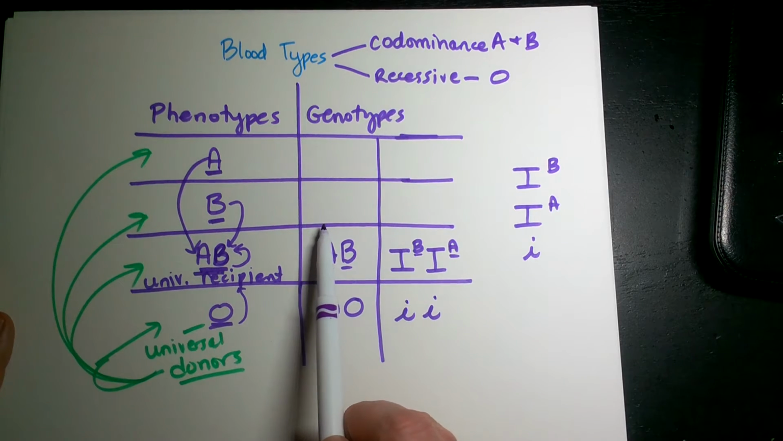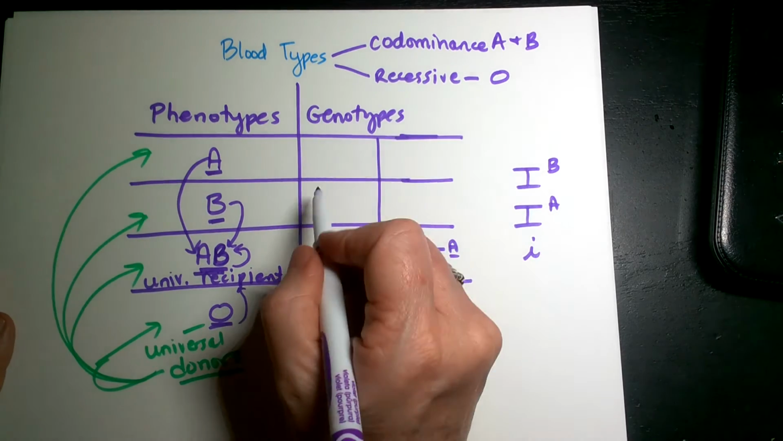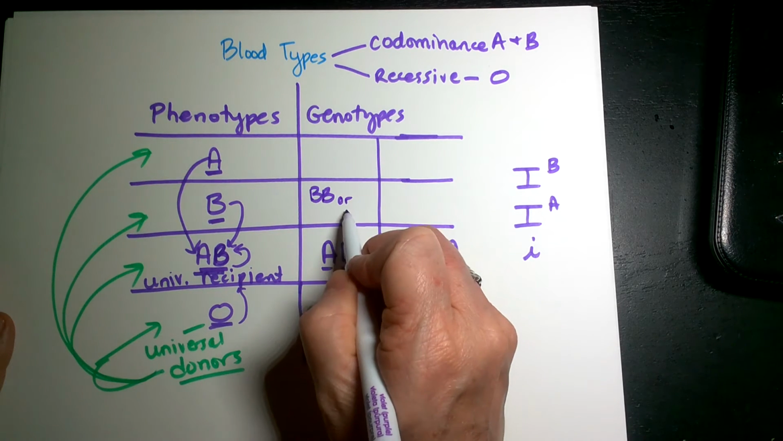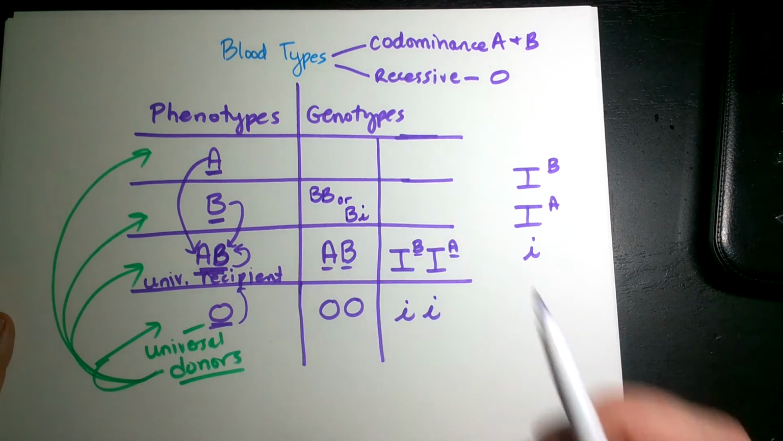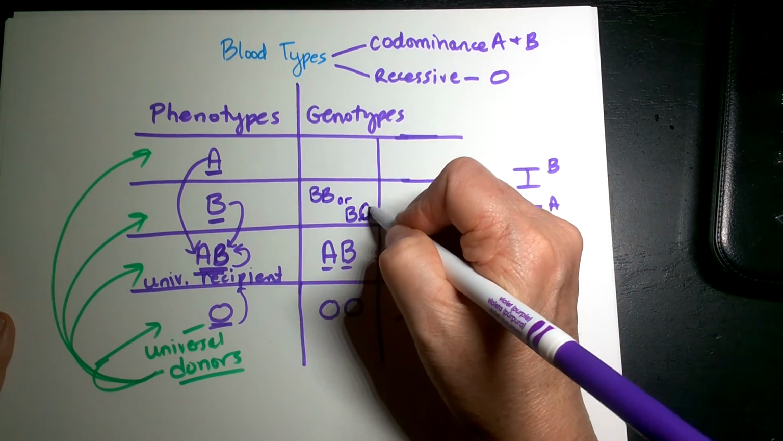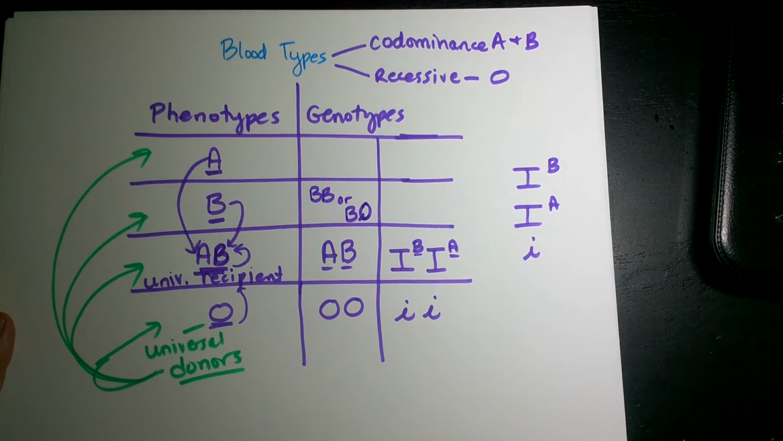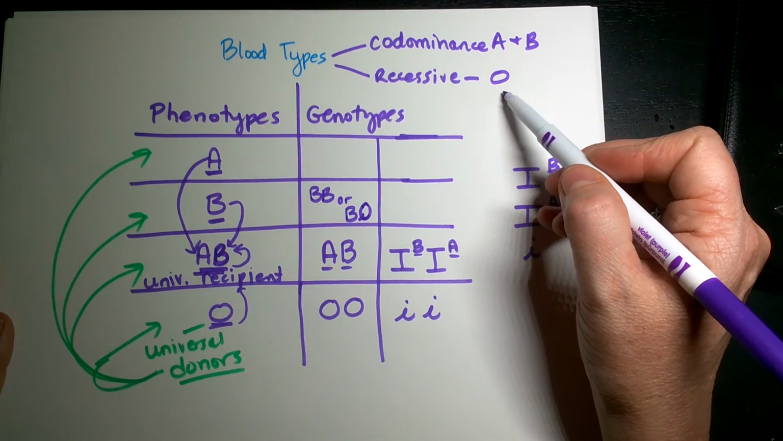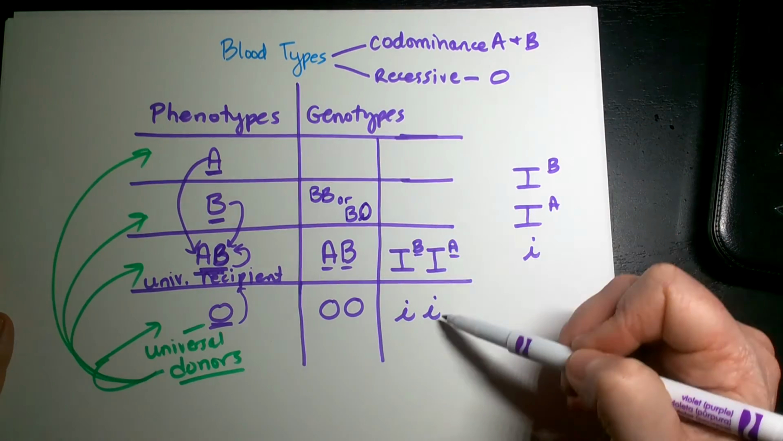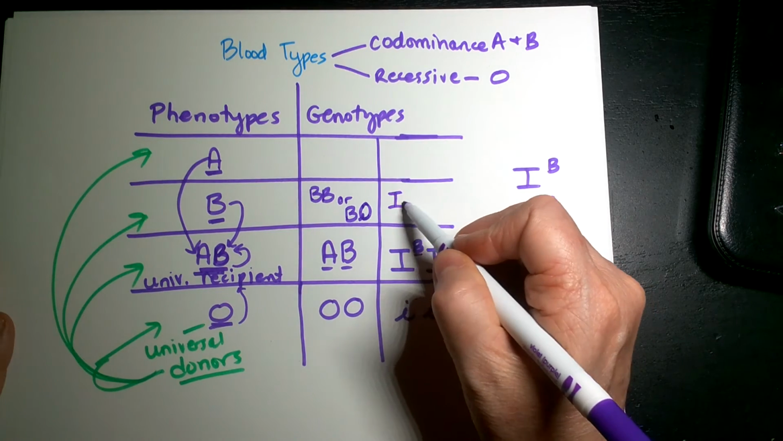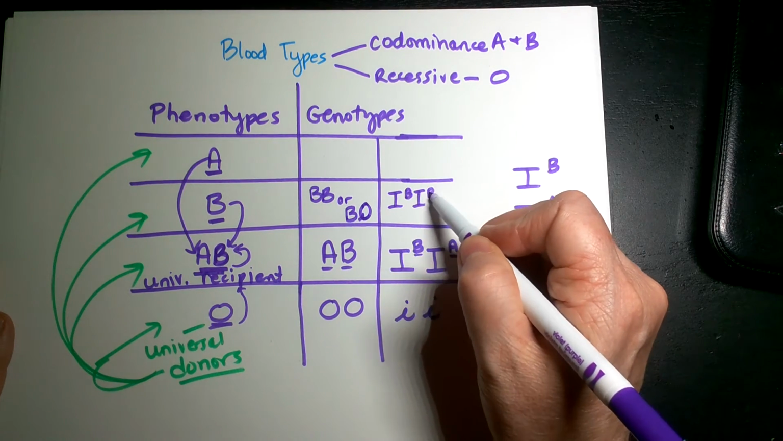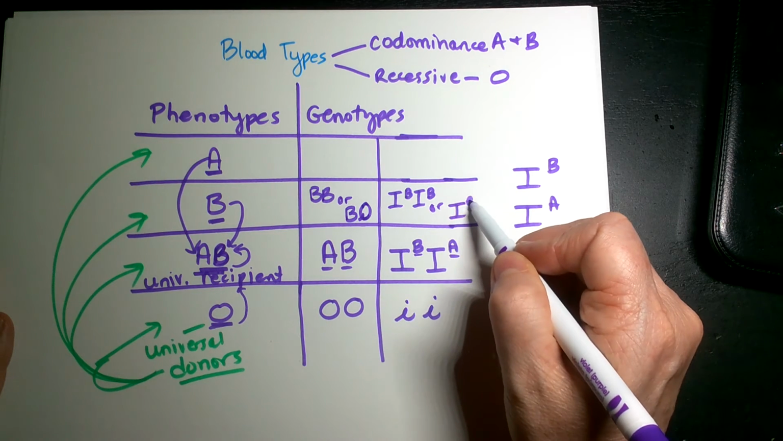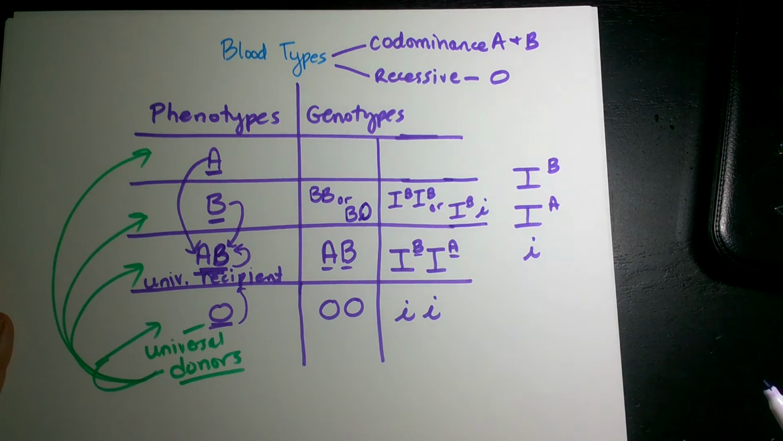All right, a person who's type B actually has two options. They can have two B's, or they could have inherited a B and an O. So they could have inherited a B gene and an O gene, but B wins against O because O is recessive. If you're doing the I system, they would have a capital I^B and a capital I^B and then a little i.